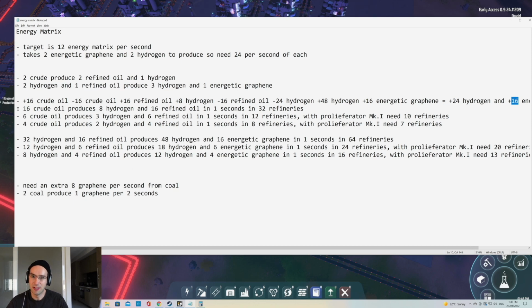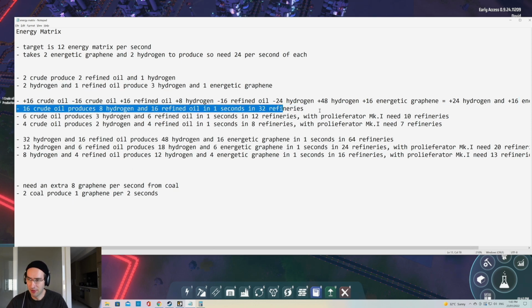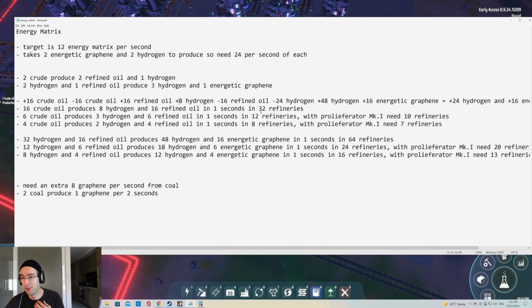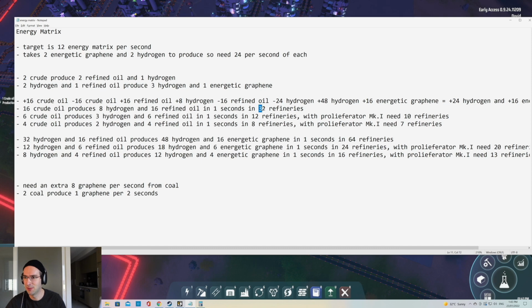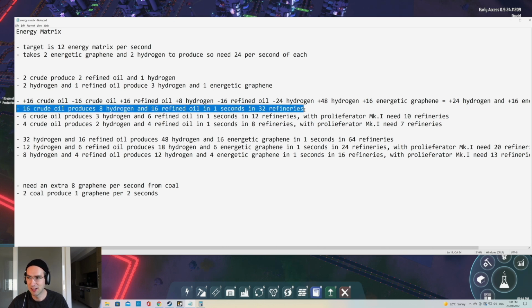And then we have to think about, well, how many of these refineries do we need? Well, 16 crude oil produces 8 hydrogen and 16 refined oil in 1 second and 32 refineries. So that's the answer. You just look at the recipe and then you do the maths and you end up getting to 32 refineries. But then the problem that you run into is that one Mark I belt can only actually carry at most 6 items. So we have to scale this back into a few lines where we carry at most 6 crude oil or 6 of some item, right?